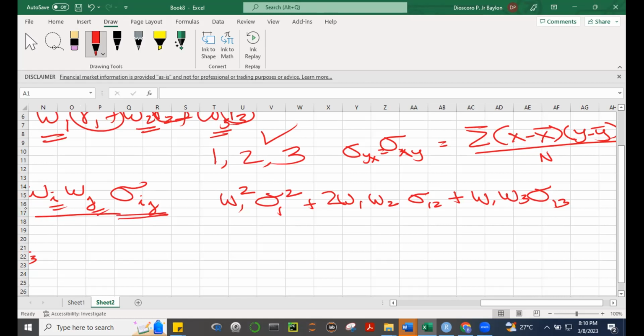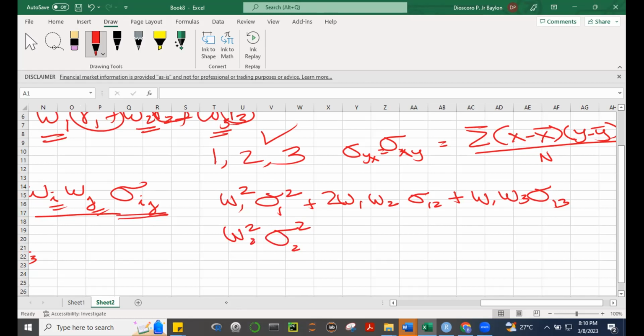So this becomes W2, W2. That means W2 squared. Okay. And then sigma 2, 2. Sigma 2, 2 is just the variance of 2. Okay, variance, sigma squared 2. All right. So that's 2, 2.